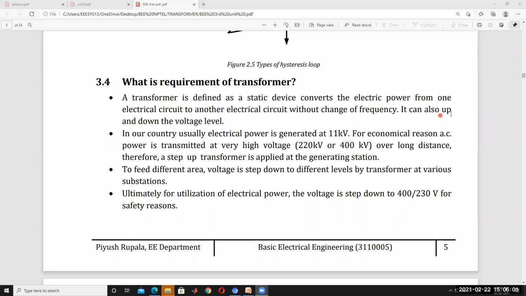It can also step up or step down voltage levels. The voltage levels are changing, but the power levels remain the same. That's why the transformer is a constant power device.